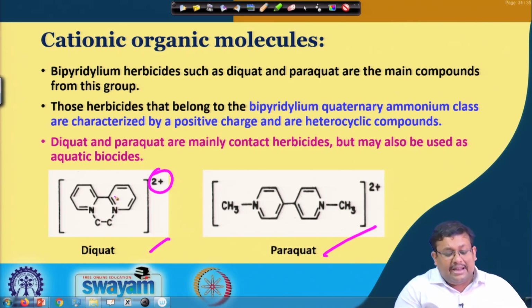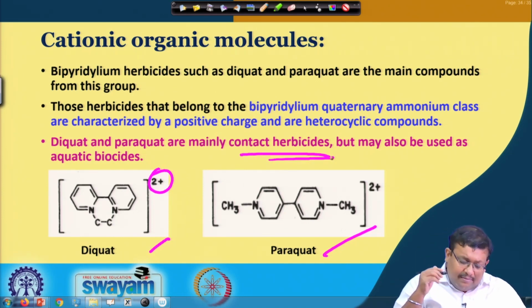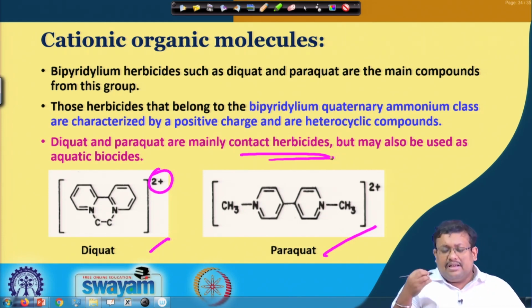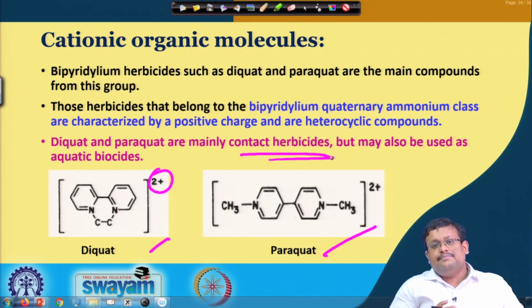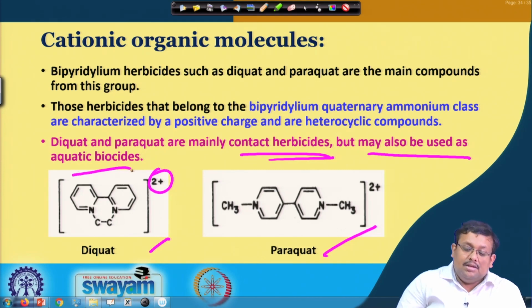Basically they kill the weed just by direct contact. That is why they are called contact herbicides, but they may also be used as aquatic biocides. These are the two major examples of cationic organic molecules.